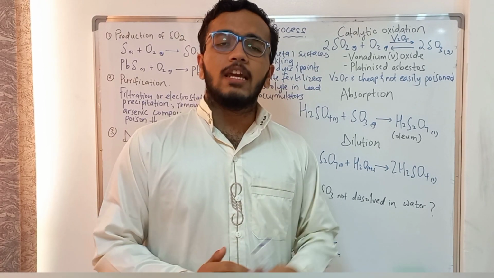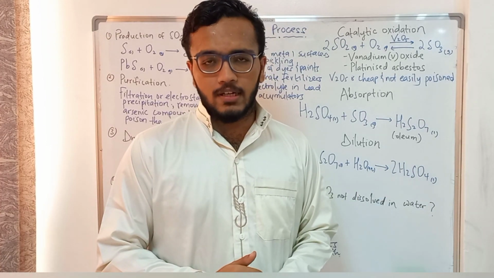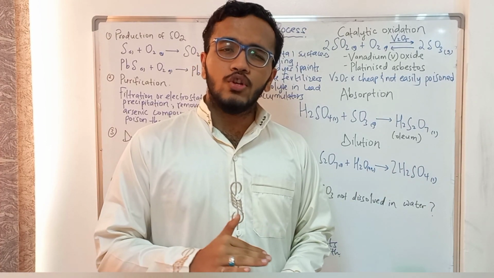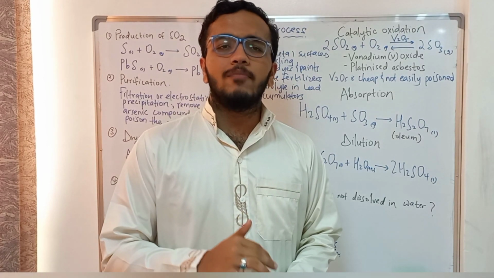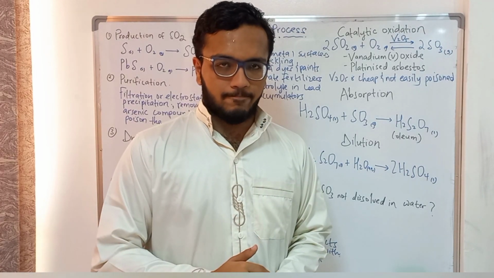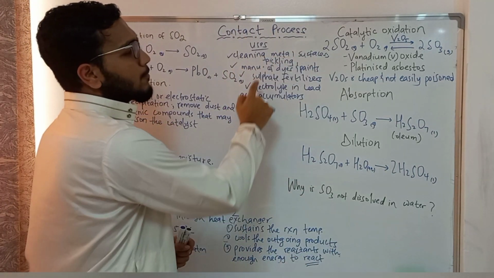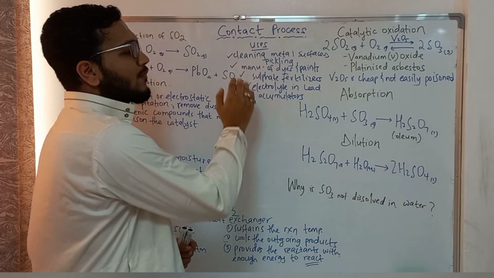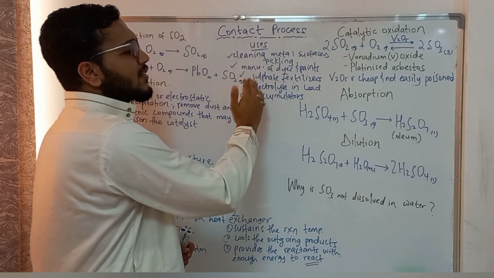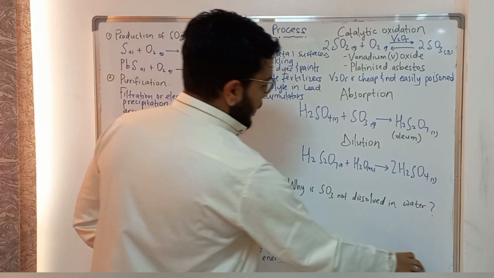It is used in manufacture of lead acid accumulators in car batteries. It is also used in manufacture of ammonium fertilizers. Which ammonium fertilizer? Ammonium sulfate. Okay, so these are the uses: cleaning metal surfaces, a process known as pickling, manufacture of dyes and paints, sulfate fertilizers, ammonium sulfate, and electrolyte in lead acid accumulators.